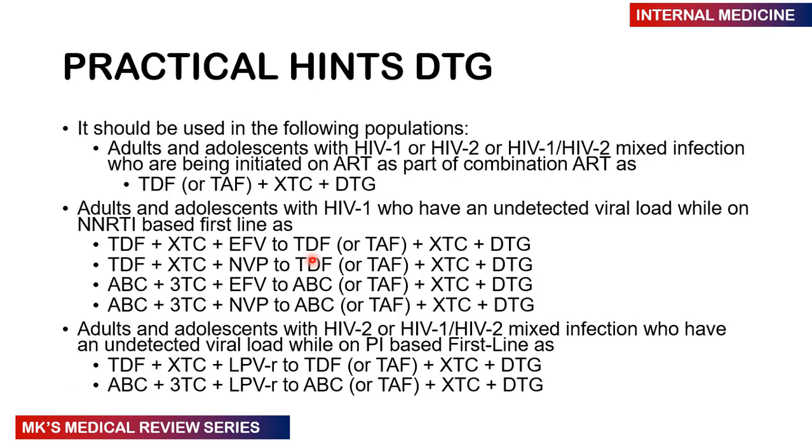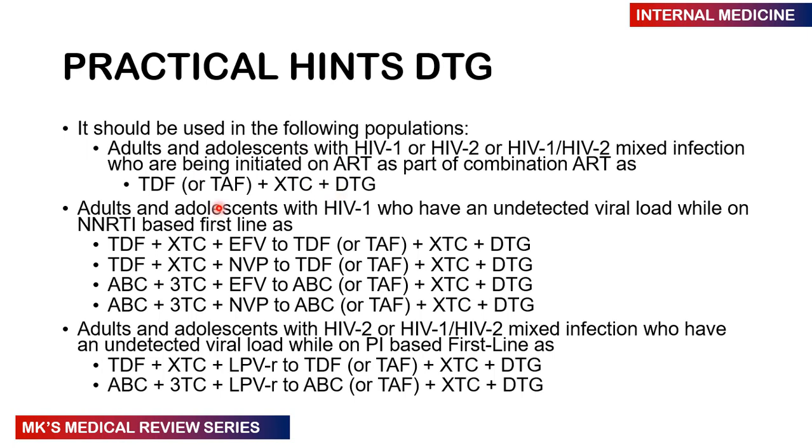Now, here are some practical hints about using DTG. Remember that we can use it in all populations: adolescents above 10 years, adults. Then, in adults and adolescents with HIV type 1 or HIV type 2, or a mixed infection, we can start them on our usual first line, TDF or TAF, depending on whether they have renal insufficiency or not, plus XTC plus DTG. This is what I've been preaching all along.